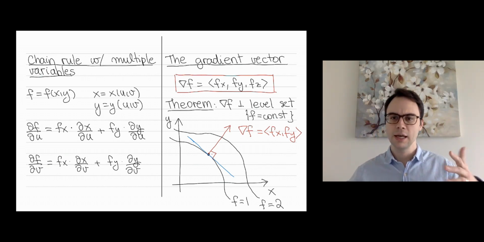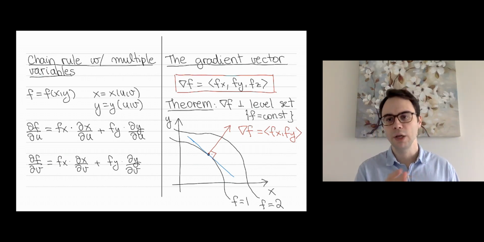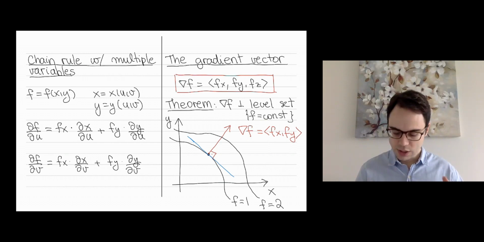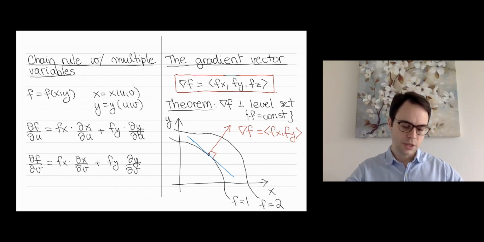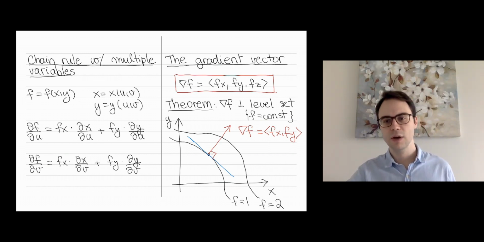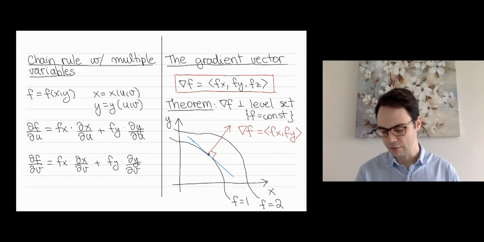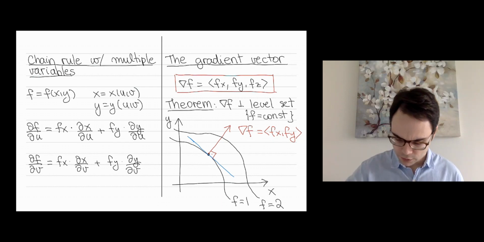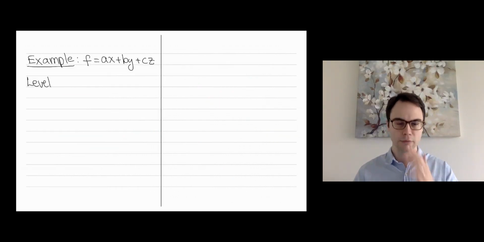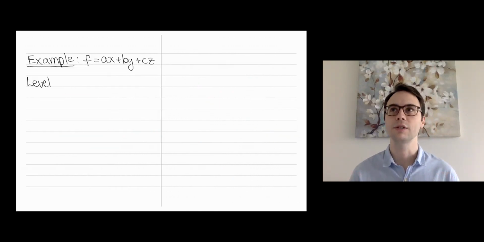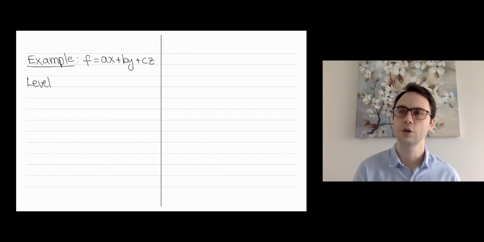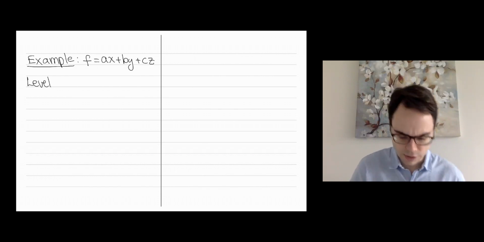In level sets, if I impose the equation f equals a constant in 2D, the set of all points in the plane that satisfy this equation will give me a curve. But in 3D, if I impose an equation, I will get a whole surface of points where f is equal to that given constant. So in general, we talk about level sets. In 2D, we talk about level curves. In 3D, we talk about level surfaces.